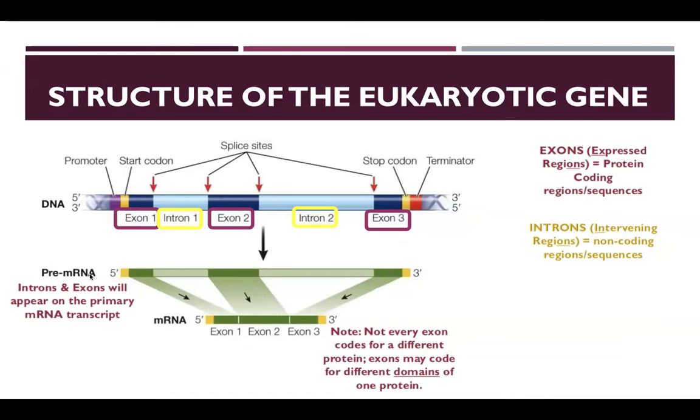However, this is the pre-mRNA, so it'll appear here. But then the introns get spliced out because you don't want any excess code that can mess up your amino acid sequence when you're creating your proteins. So the introns get spliced out, and after they get spliced out, the complete mRNA will have only the exons remaining, which are the protein coding regions. And not every exon codes for a different protein. Sometimes they can code for different domains of the same protein.